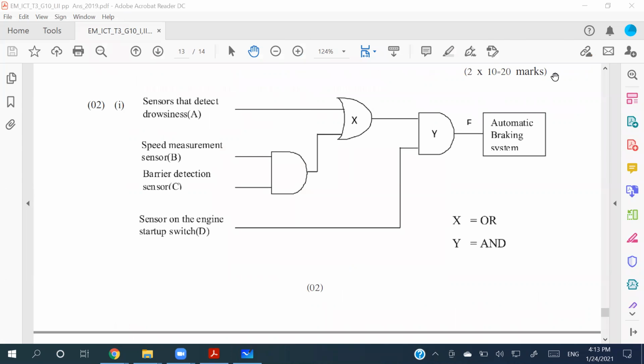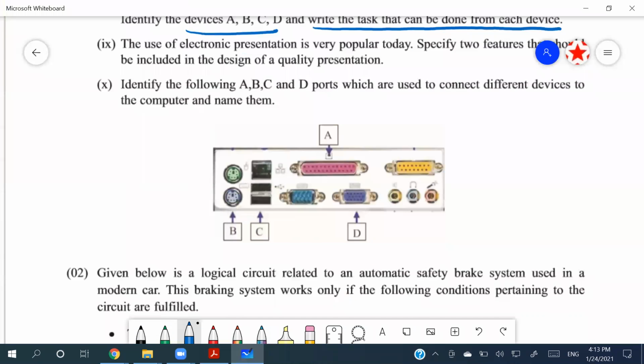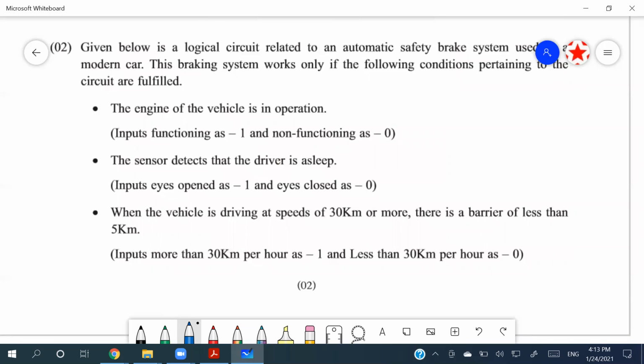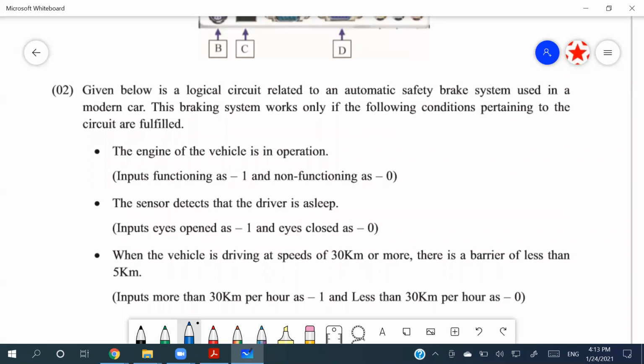Okay. So the question says, given below is the logical circuit related to an automatic safety brake system used in a modern car. This braking system works only if the following conditions pertaining to the circuit are fulfilled, right? So they say the engine of the vehicle is in operation. So input functioning as 1 and non-functioning as 0, right?